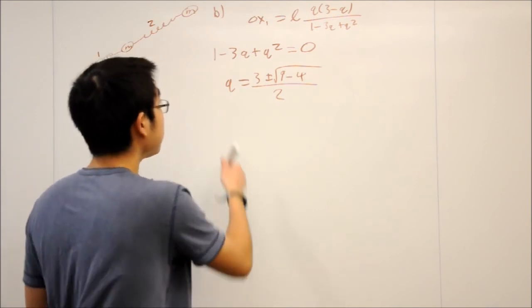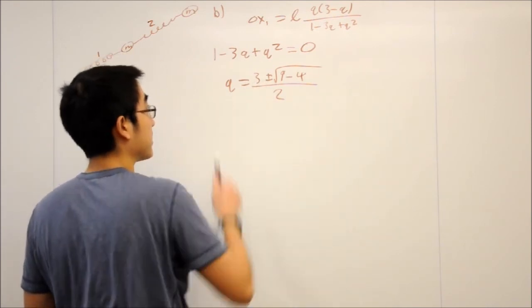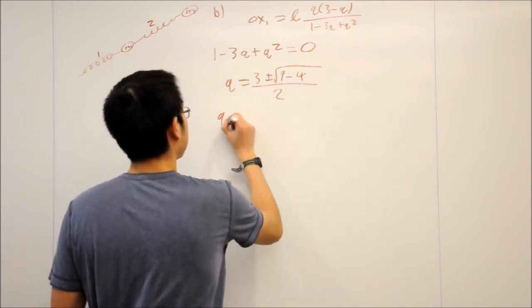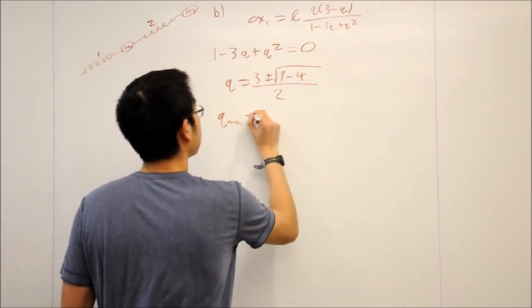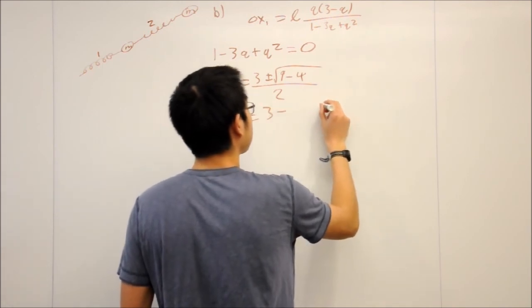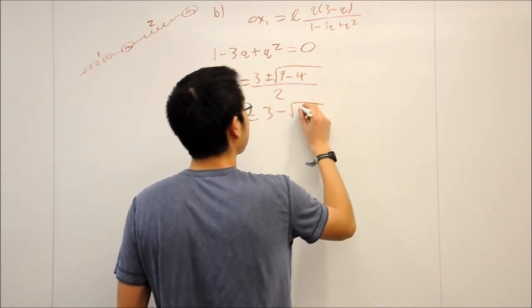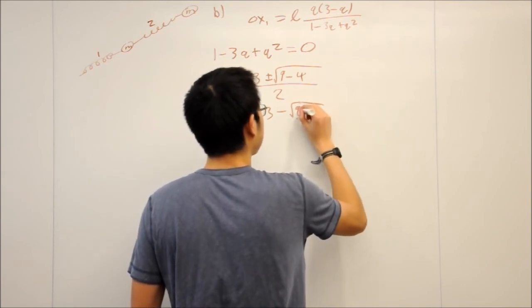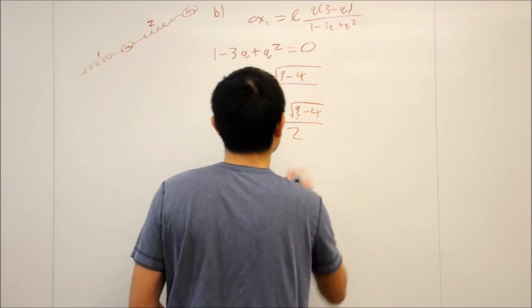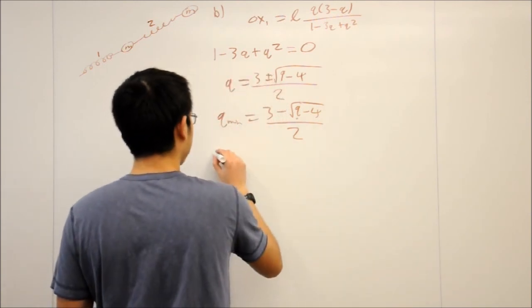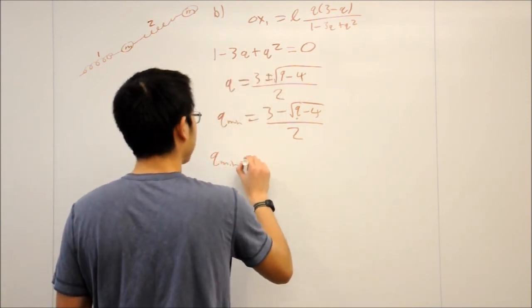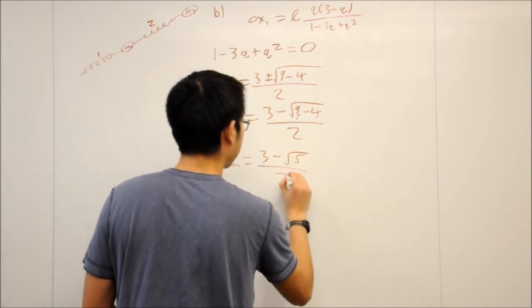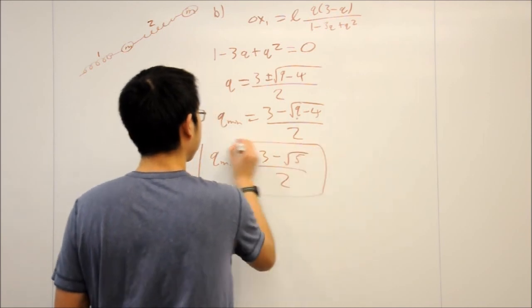Now, to find the minimum value of q, we must take the root with the minus sign. So we get that q min is equal to 3 minus the square root of 9 minus 4 all over 2. Therefore, q min is just 3 minus square root of 5 over 2.